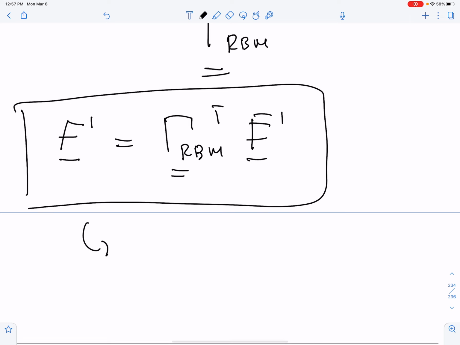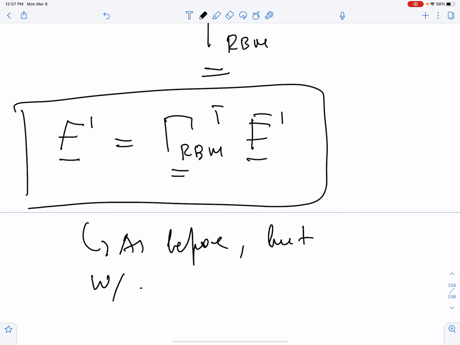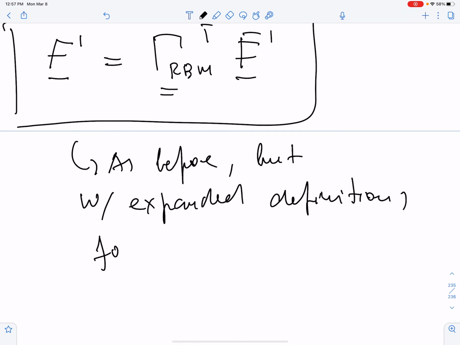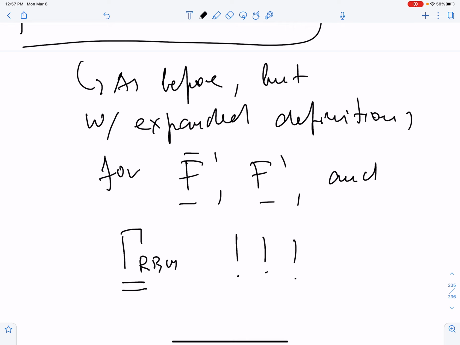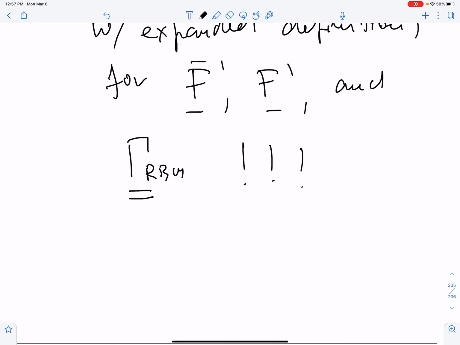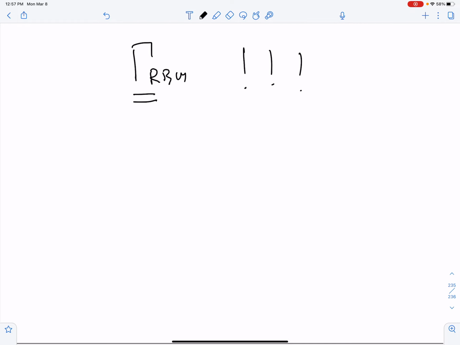So as before, but with expanded definitions for F over bar prime, F prime, and as a result, gamma RBM. And so now formally, we actually have the final result.